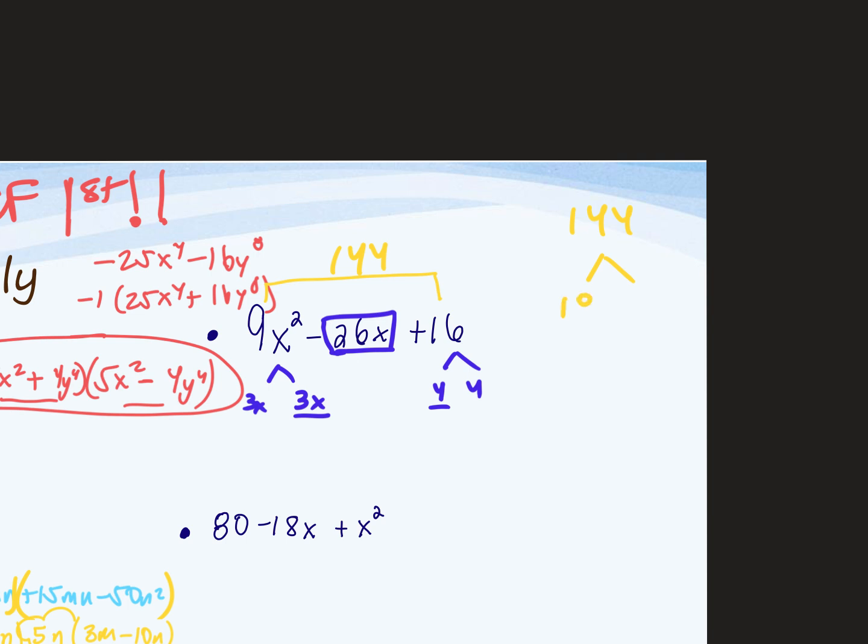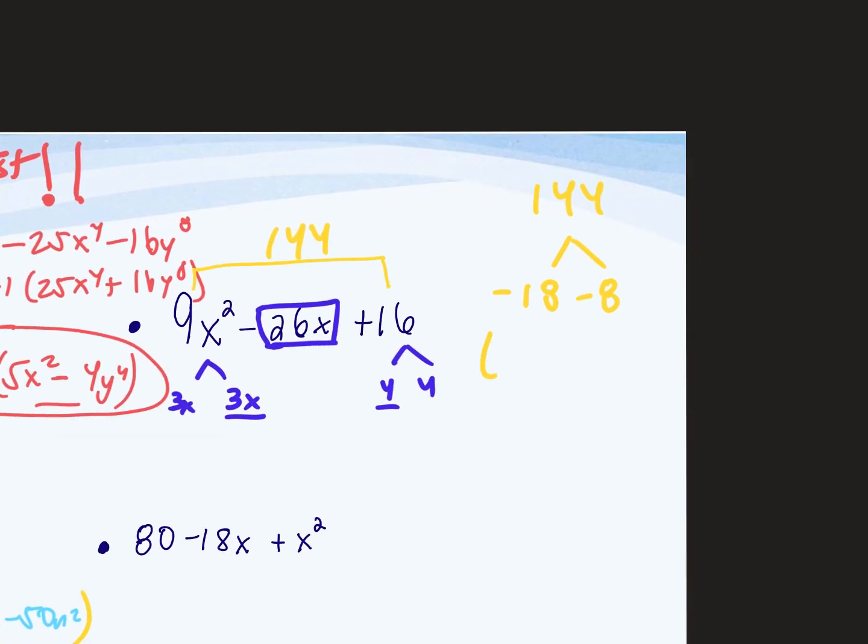Eight and 18. Good. What are the signs on both 8 and 18? Both negative. Because when I add those together, I get a negative 26. When I multiply them, I get positive 144. So again, we'll do it both ways. We'll do it my way and the grouping way.